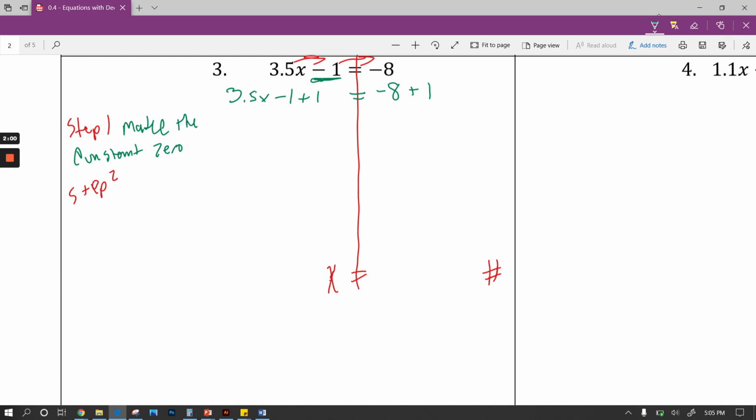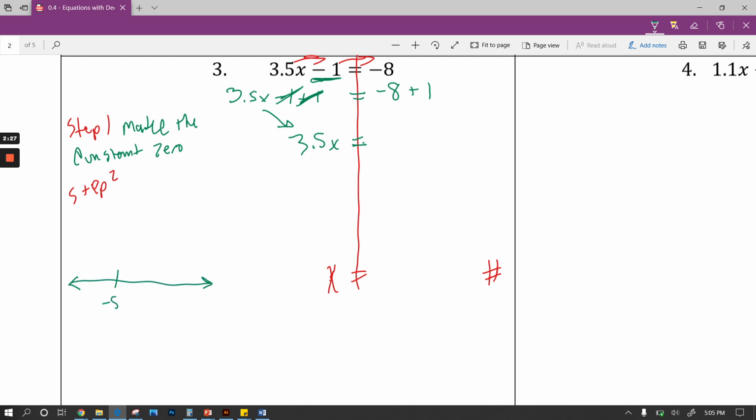So we have -1 plus 1. -1 plus 1 is equal to 0, so those two cancel out, which leaves us with just the 3.5x. And then on the right side of our equation, we have -8 plus 1. Let me draw that number line, because sometimes those negatives just confuse me.